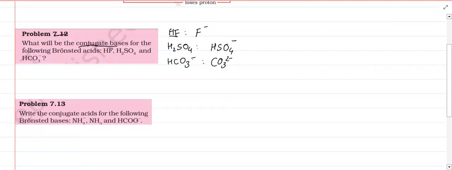The next question, write the conjugate acids for the following. So conjugate acid will have one extra proton compared to the Bronsted base. So the first one is NH2 minus. The second one is NH3. And the third one is HCOO minus.